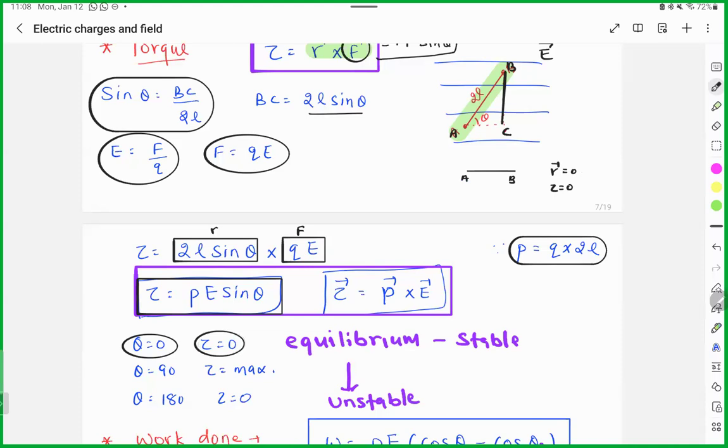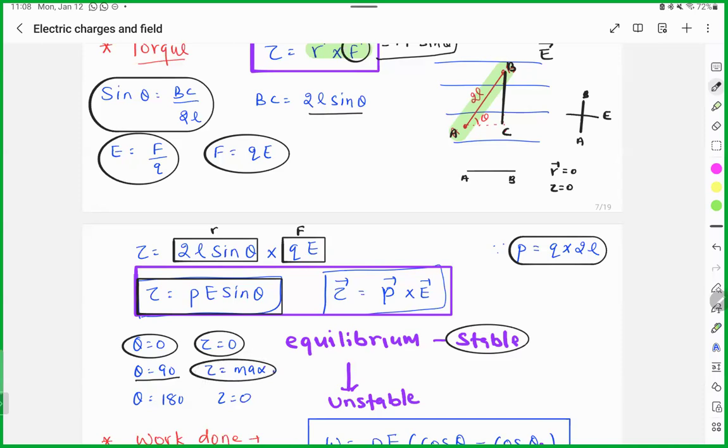This situation is known as equilibrium, highly stable, no rotation at all. If you take 90 degrees, it means if you keep your dipole from A to B perpendicular to the electric field, what will happen? Torque will be maximum. Your BC value will be equal to 2L maximum value. So torque will be maximum in this situation.